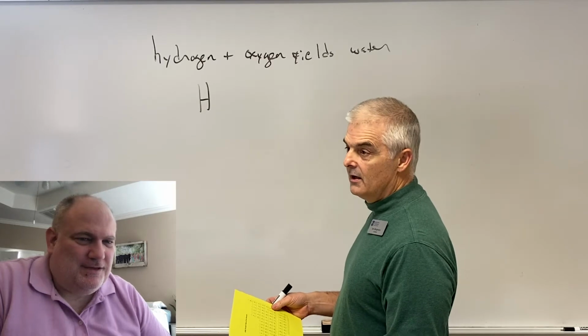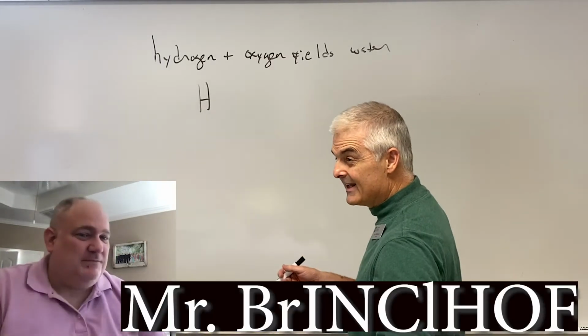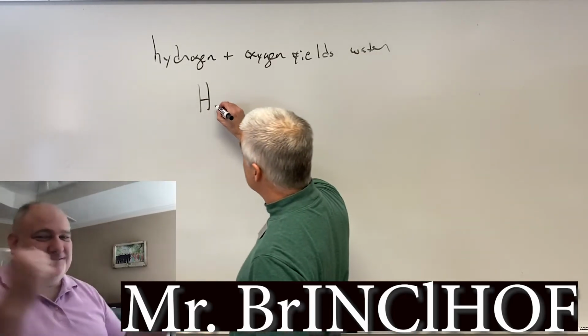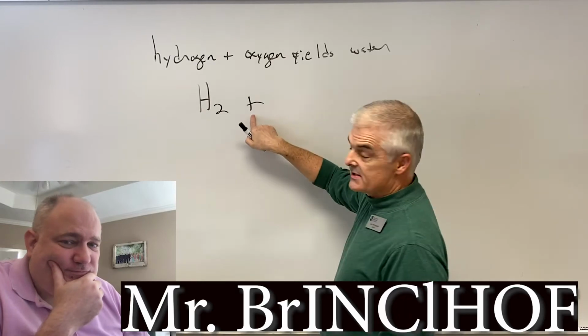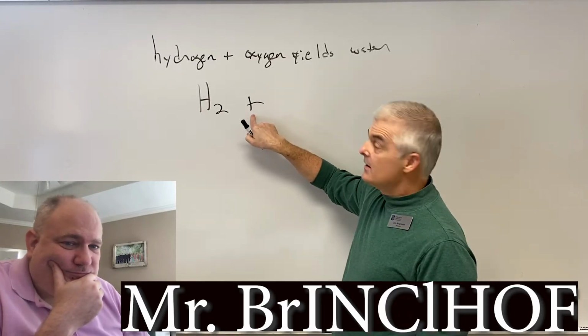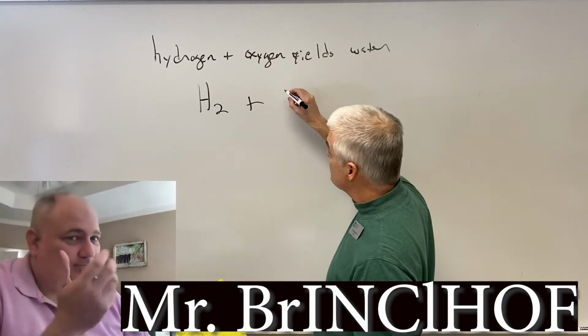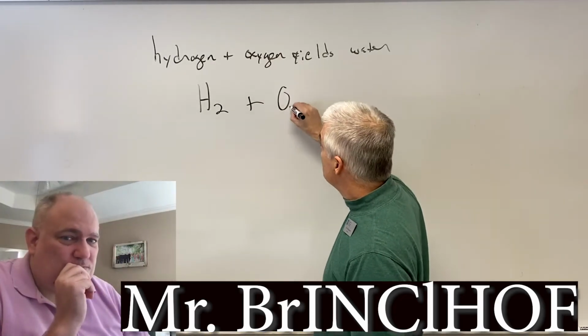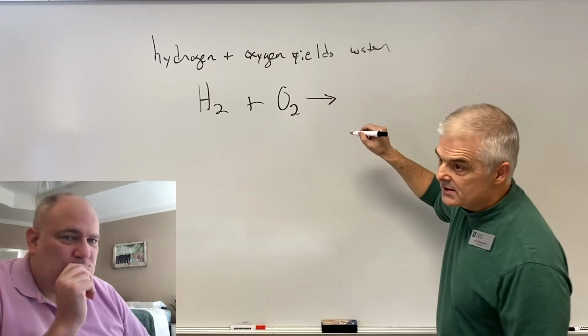What? Yeah, you forgot the fact that it's Brinkelhoff. There's certain elements. It's the H in the Hoff. I don't write H. It's H2. Always write H2 when it's by itself. Plus, now plus means I'm adding it to, so simple, right? Plus oxygen. Now, oh wait, oxygen's the O in Brinkelhoff, so I don't write O, I write O2, and then we write arrow, and then we write the symbol for water.